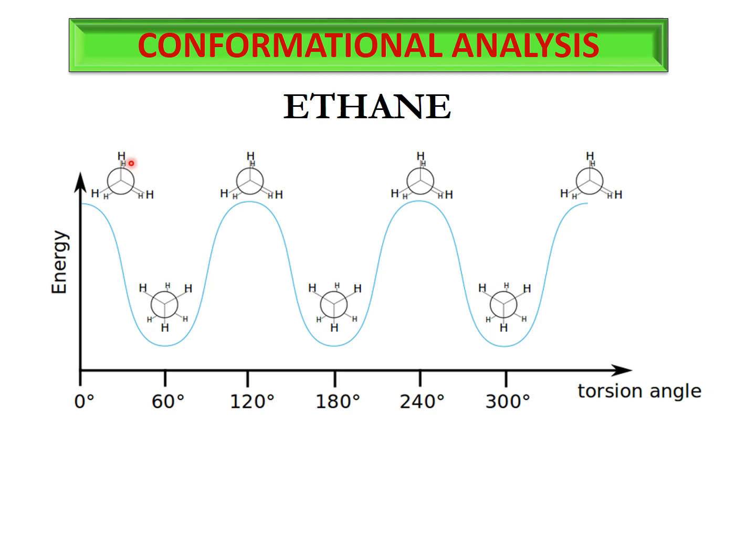So there is eclipsing of 3 pairs of hydrogens, and that is why the total energy rise for the conversion of one staggered conformation into an eclipsed conformation is about 12 kilojoules per mole. It means that the conversion of one staggered conformation into another staggered conformation will require this molecule to go up an energy barrier of about 12 kilojoules per mole. So this was all about ethane.